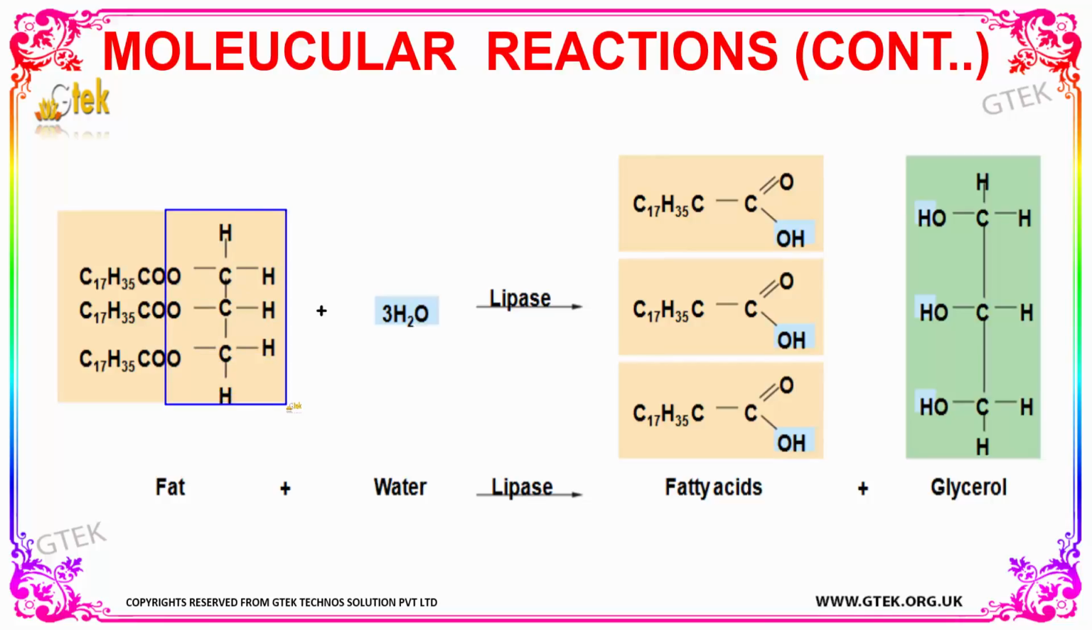So here this is how the structure is split into C17H35C single bond C. Your oxygen goes over here in double bond, and here you have 6 hydrogen and 3 oxygen. So your 3 oxygen and hydrogens are joined over here in your fatty acid, and your hydrogen goes over here, making this compound into a glycerol.